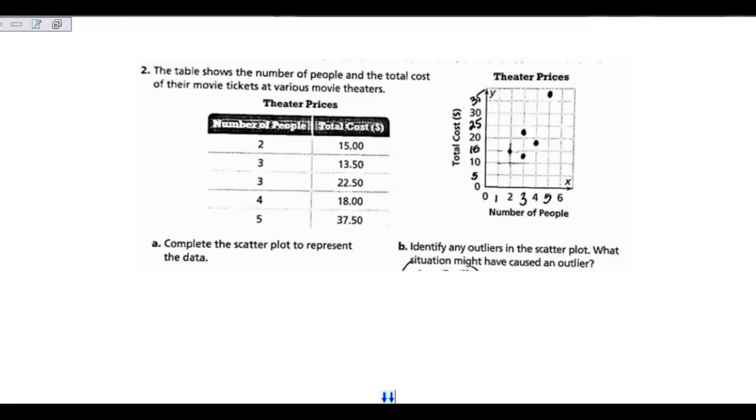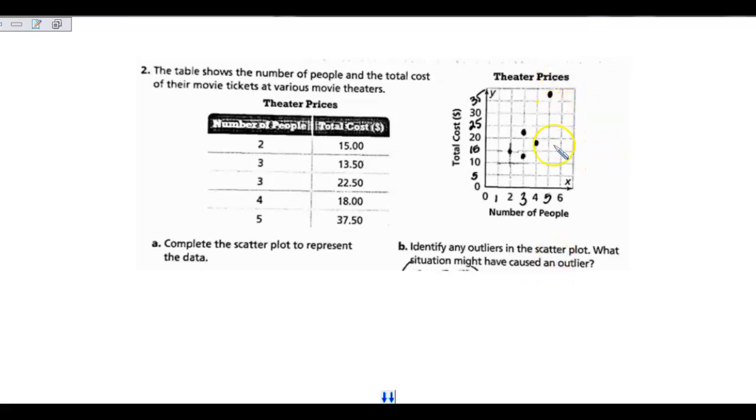All right, let's look at this one. It says the table shows the number of people in the total cost of their movie tickets at various movie theaters. And they took this data and they plotted these points. Complete the scatter plot to represent, so they've done that. And it says identify any outliers in the scatter plot. What situation might have caused an outlier? So do you see an outlier in this scatter plot?